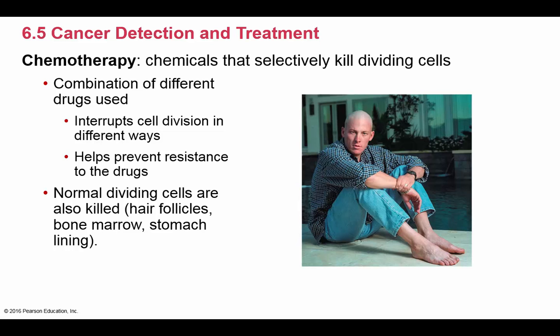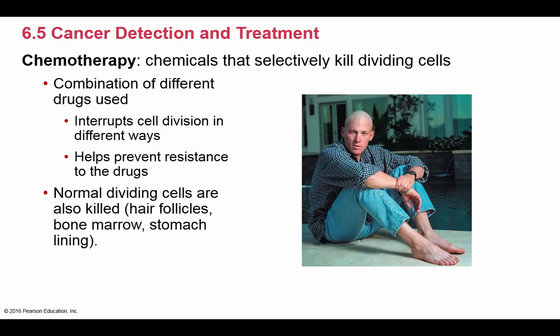So we talk about treatment. One of the most common forms of treating cancer is chemotherapy. The image to the right is Lance Armstrong. I mentioned him in a previous section. He was the cyclist. He had testicular cancer, and they used chemotherapy to treat him. This is where they take chemicals that selectively kill dividing cells. So it's a combination of different drugs that are used, and the whole purpose of these drugs is to interrupt cell division, because we know that tumors are caused by unregulated cell division. So it keeps the cells from dividing. It helps prevent resistance to the drugs.